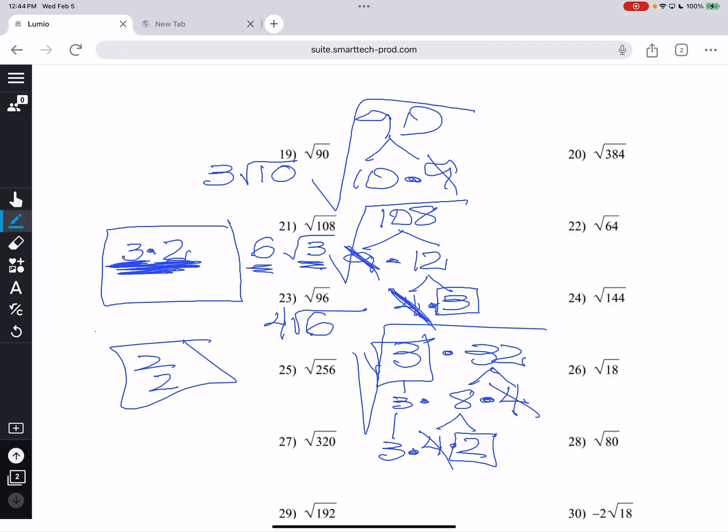Last thing you do is check your radical number and be sure it's not a perfect square. And then 6 breaks down into 3 and 2. Won't go any further.